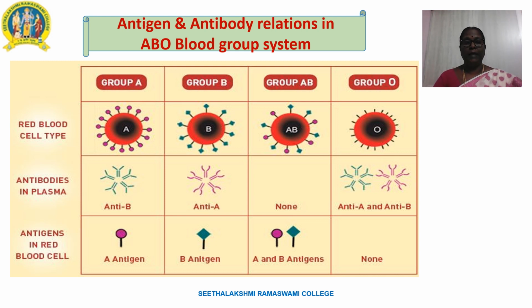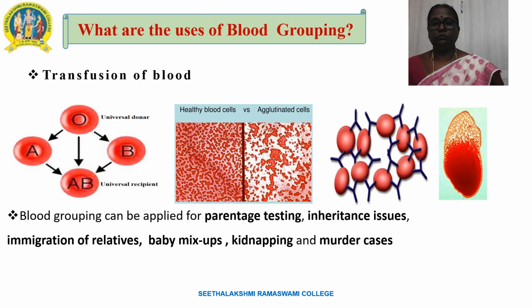This slide shows antigen and antibody relations in the ABO blood group system. A blood group has A antigen and the antibody is anti-B. In B, B is the antigen and A is the antibody. AB blood group has both A and B antigens, there are no antibodies. In O blood group, there is no antigen and it has both antibodies.